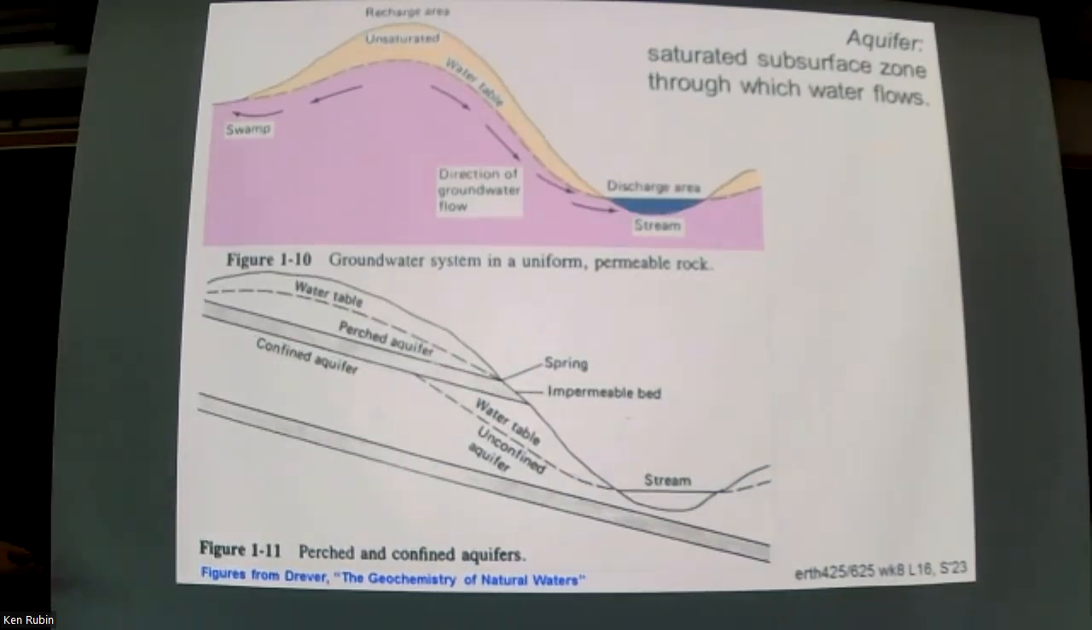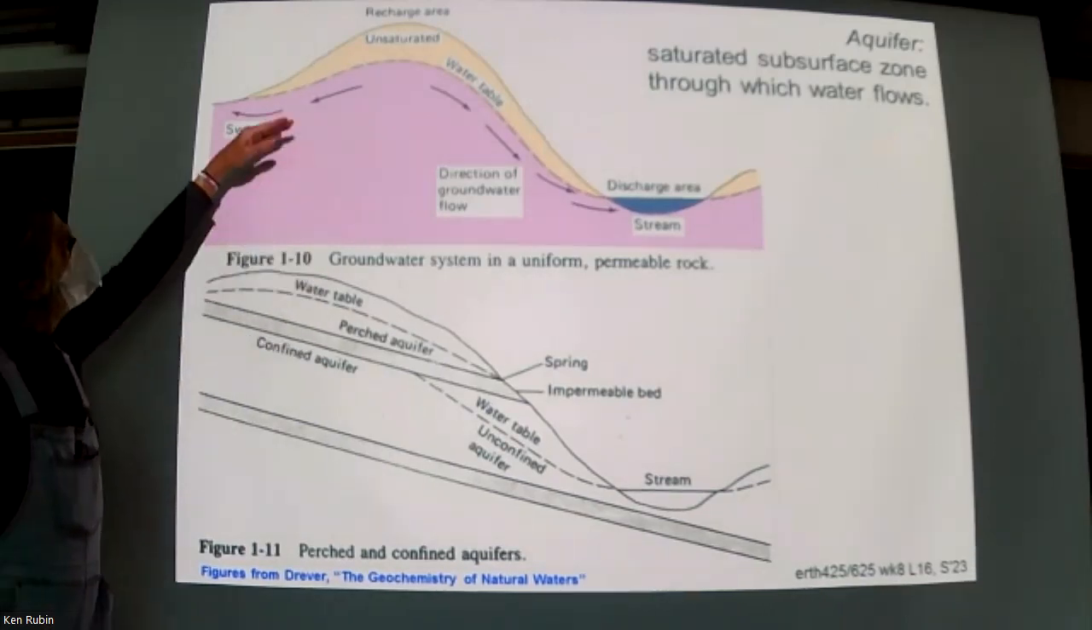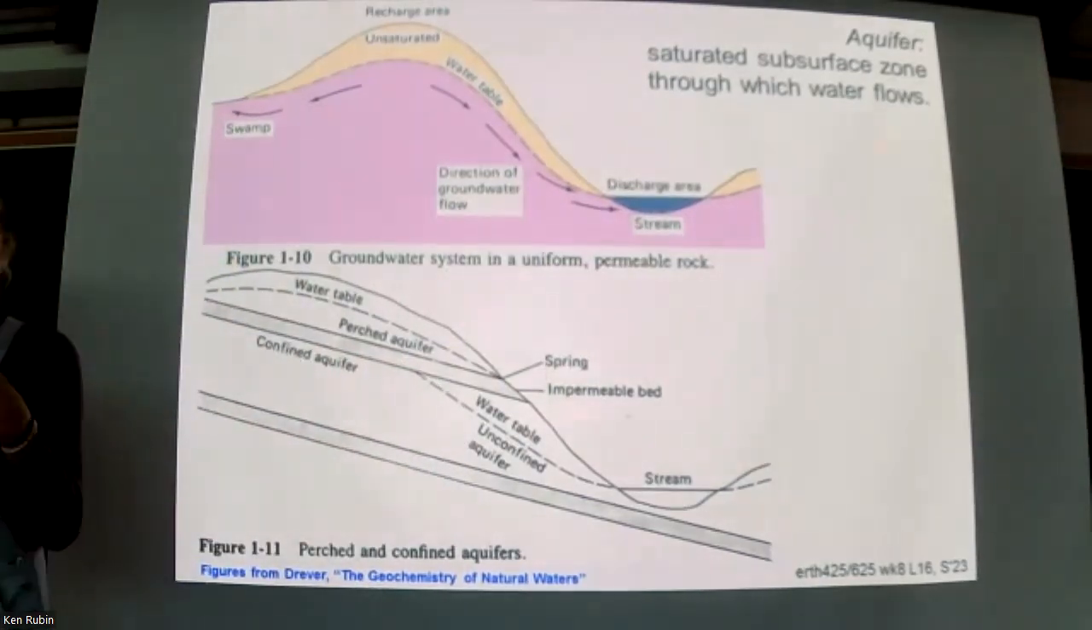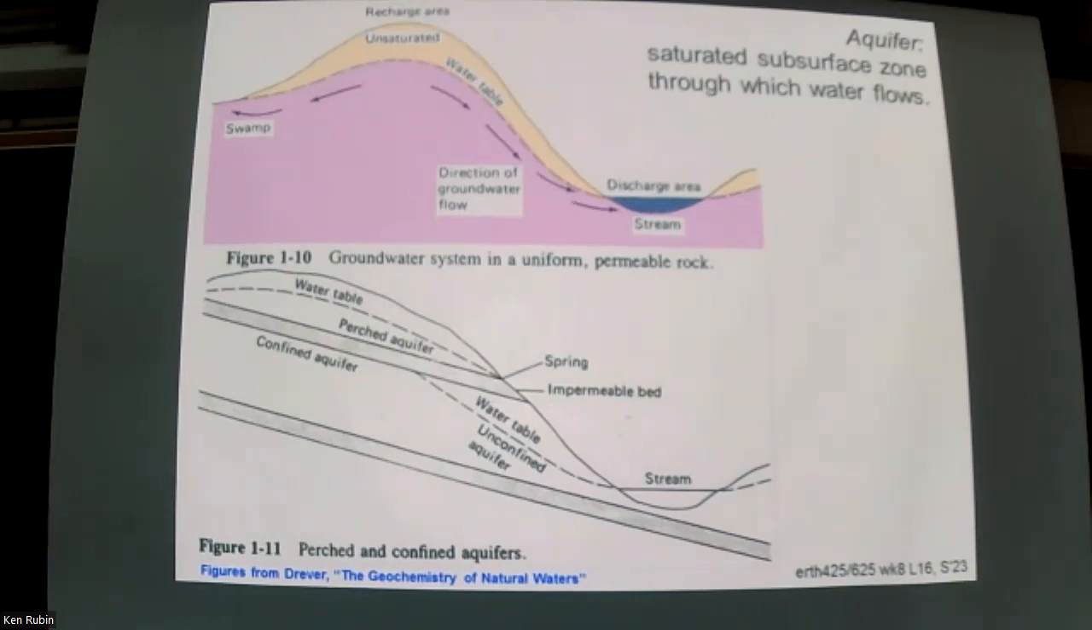Again, because of variations in recharge throughout the course of the year, this whole level goes up and down, and we can have streams that flow or don't flow because of the intersection of the aquifer with the land surface.